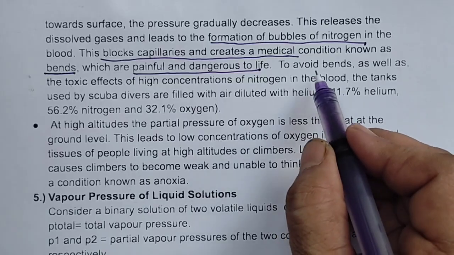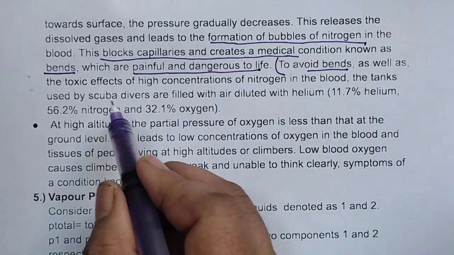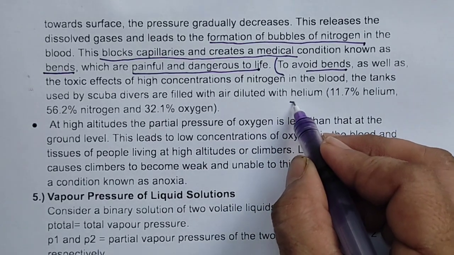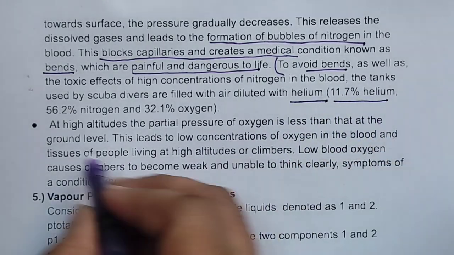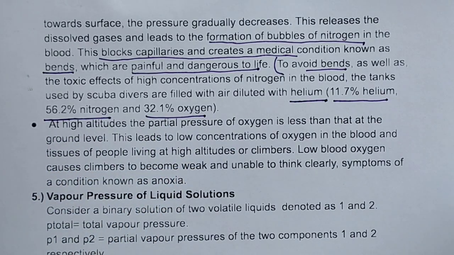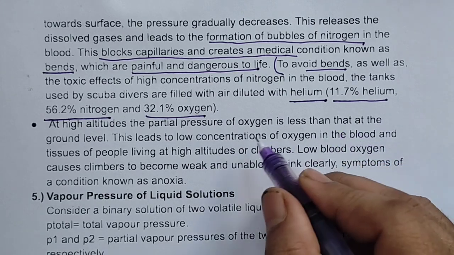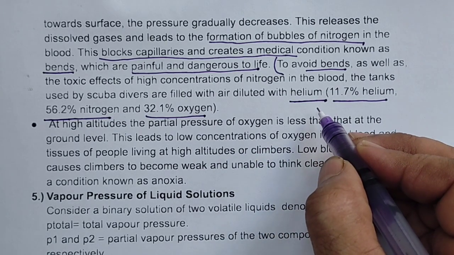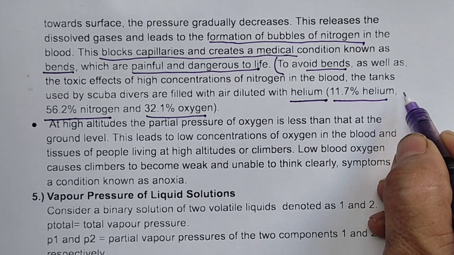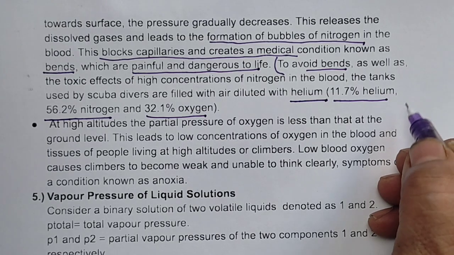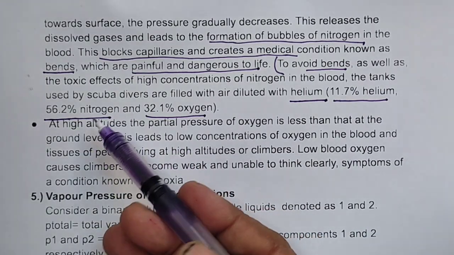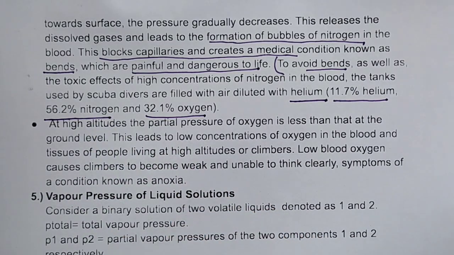Now, how do they avoid it? To avoid the bends and the harmful effects of nitrogen in the blood, the air which they carry is diluted with helium: helium 11.7%, nitrogen 56.2%, and oxygen 32.1%. You checked in the table previously that helium has a high Kh value. When helium has a higher Kh value, the solubility will be less. So helium is less soluble, which is better for them. The nitrogen amount is reduced because nitrogen's Kh was less, so its solubility was more.